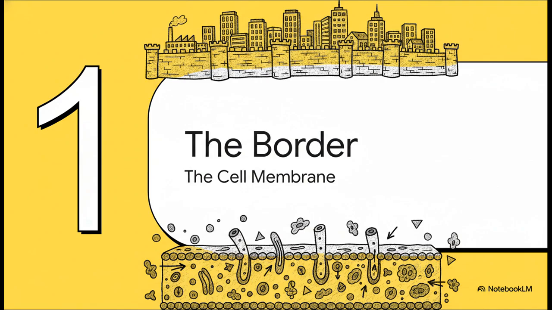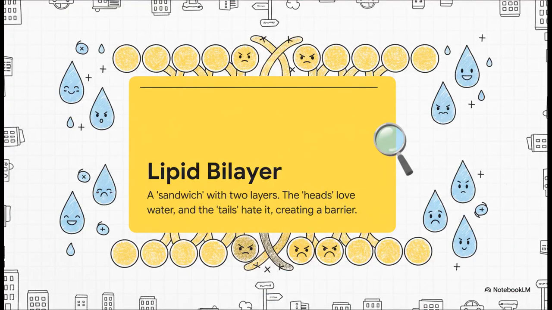Some kind of wall that controls who and what gets in and out. For our cell, that's the cell membrane. And we're not talking about just a simple bag here. This thing is an intelligent, super selective barrier. And what's so cool is how simple its basic structure is. It's basically a sandwich made of lipids.